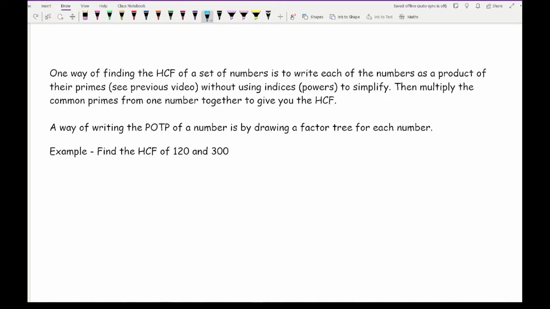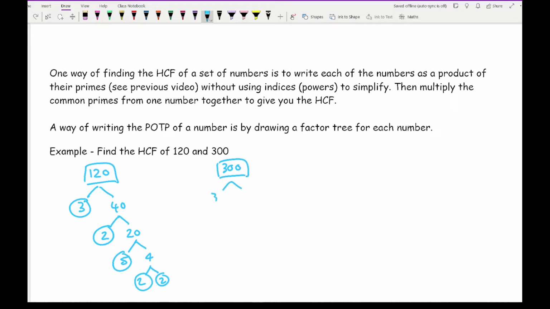each number. So for example, if I had 120 and 300, all I'm going to do is do a factor tree for this, and again your factor trees may be different, but the circled numbers should always be the same. So here I've got 5 and 4 and 2 and 2, so that's that one completed. Then if I do one for 300, I've got 3 and 100, 10 and 10, and I've got 5 and 2, 5 and 2.